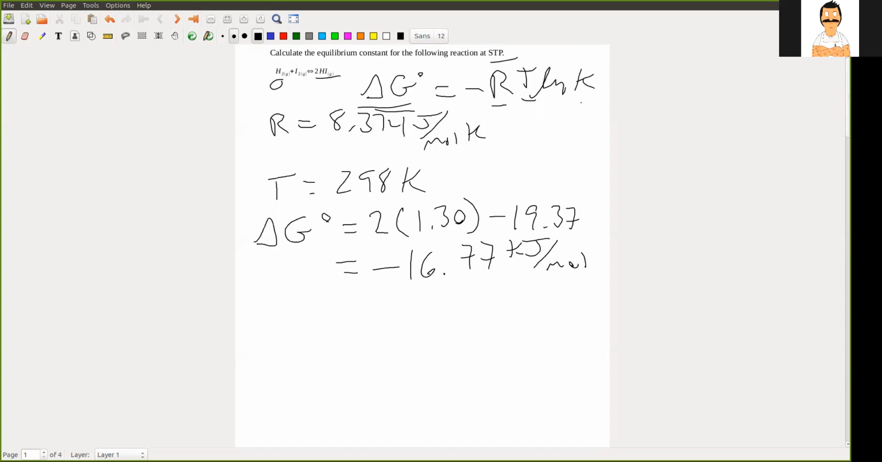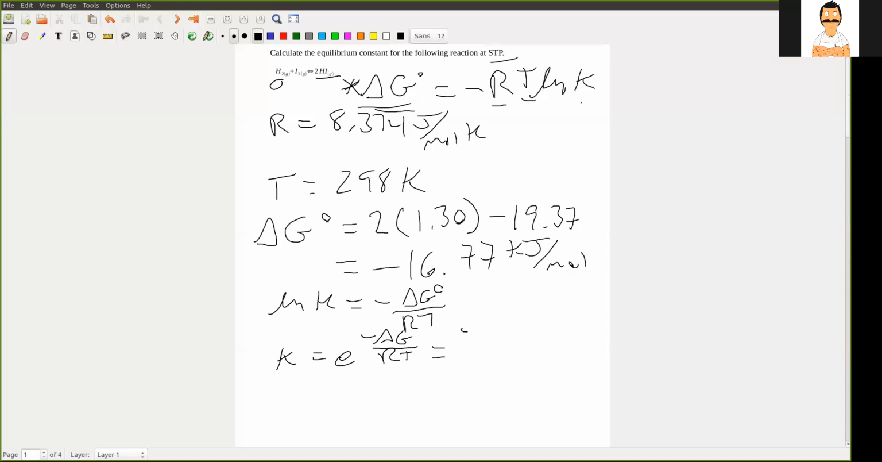And then we just need to rearrange this equation here in order to solve for our K value. So we'll start by dividing both sides by negative RT. So now we have natural log of K is equal to negative delta G over RT. And then if we make everything the exponent of e, we end up with K is equal to e to the negative delta G over RT. And then it's just a plug and chug.